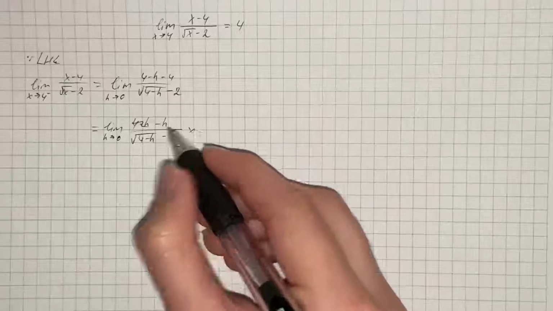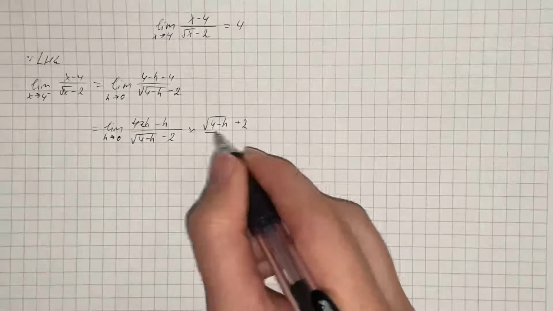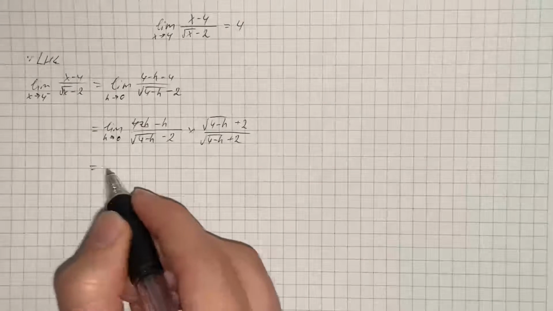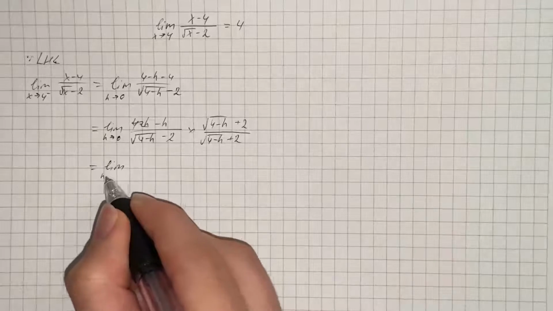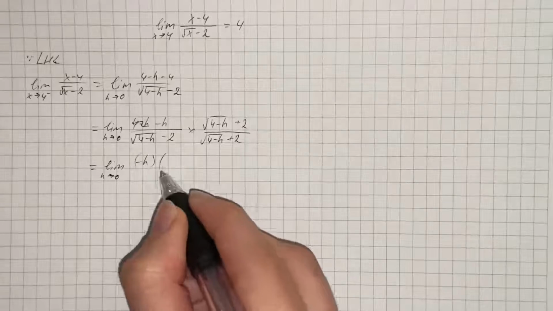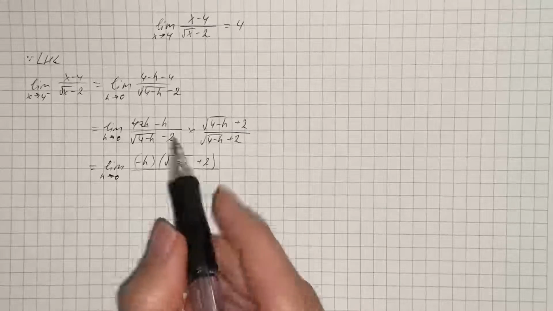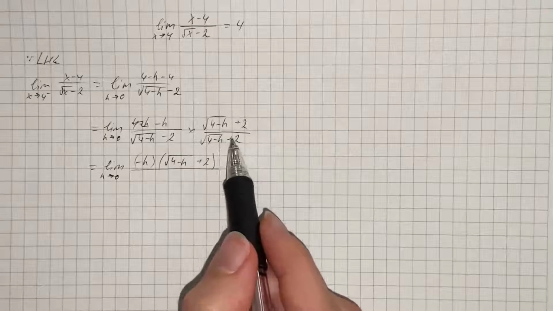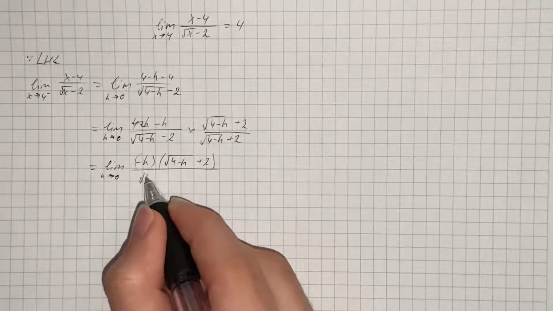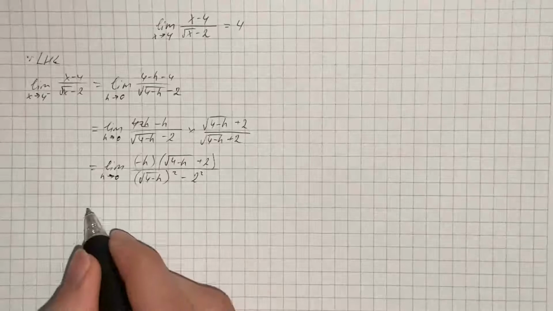And now we multiply our fraction by the square root of 4 minus h plus 2 and divide by the same expression. So it's going to be the limit as h approaches 0 of negative h times (square root of 4 minus h plus 2). And in the denominator we're going to apply the difference of two squares formula. So we get (square root of 4 minus h) squared minus 2 squared.